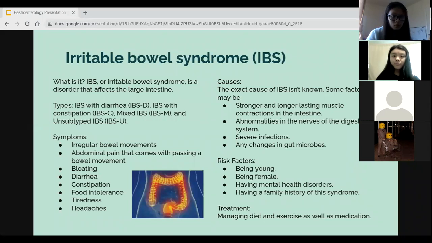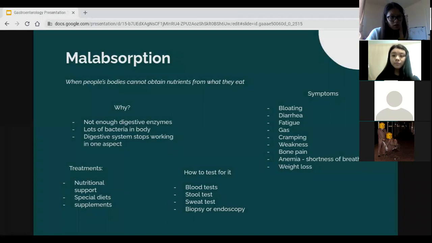We will now move on to another type of gastrointestinal disease called malabsorption. So malabsorption is when someone's body can't get the nutrients that they need from the food that they eat. And so even if they're eating carrots, the body isn't able to digest it properly. And so it doesn't get what it needs from the carrots. So this happens because it has to do with issues in the digestive system. And sometimes there aren't enough digestive enzymes in the body which help break down the food. Another reason for this is a virus or bacteria in the body.